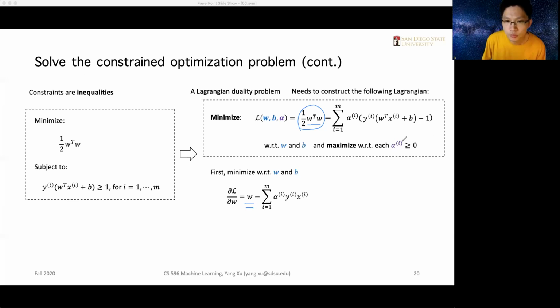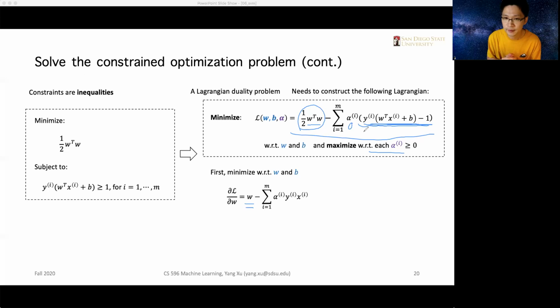So we are trying to maximize the whole thing with respect to alpha. When the term y i times W transpose x plus b, minus 1, is greater than 0, then this whole thing is greater than 0. If we want to maximize with respect to alpha, then the alphas will be pushed to 0 if we want to maximize the whole Lagrangian. And that is the result that we want to achieve.